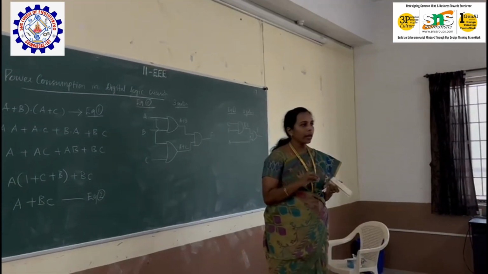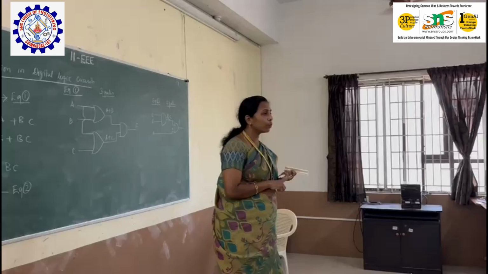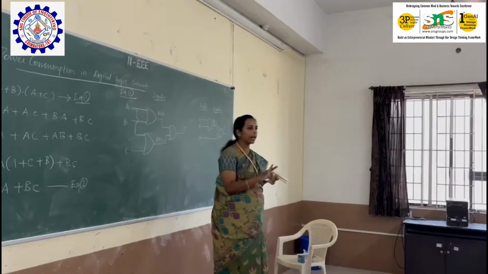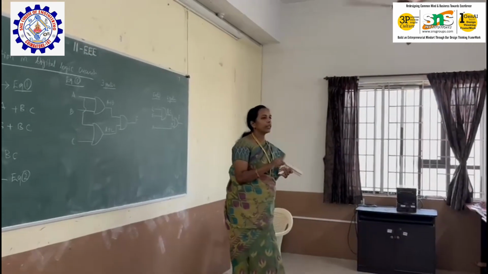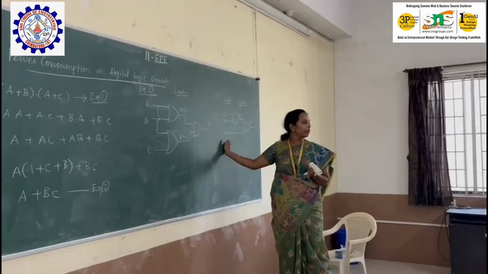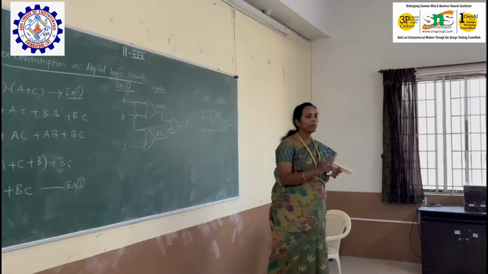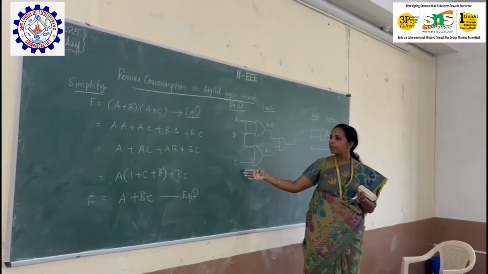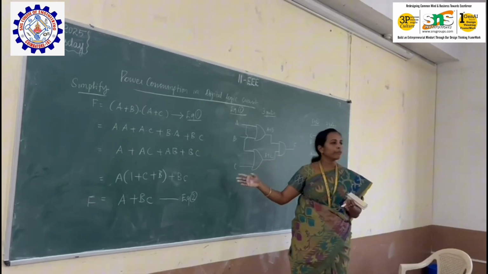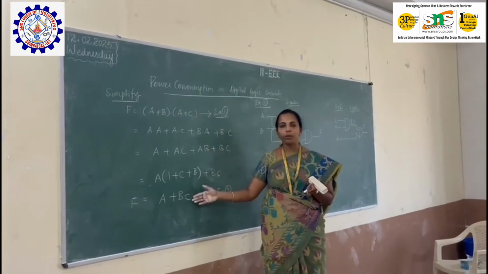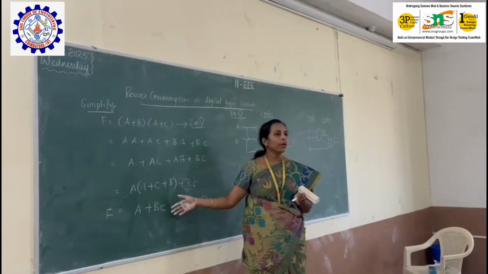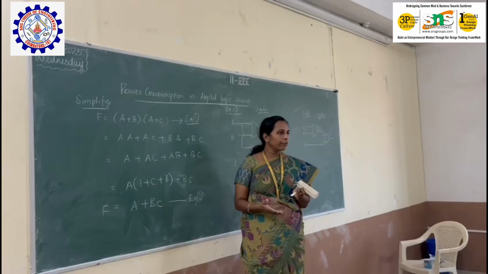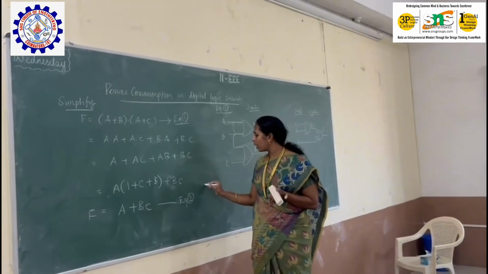As we have discussed, in the first case without simplification it requires 3 gates, and after simplification it has only 2 gates, right? Suppose I ask you to verify whether this is equal to this. We have reduced it, and we are claiming that this is equal to this, am I right? If I ask you to verify, how will you verify? You will be drawing a truth table.